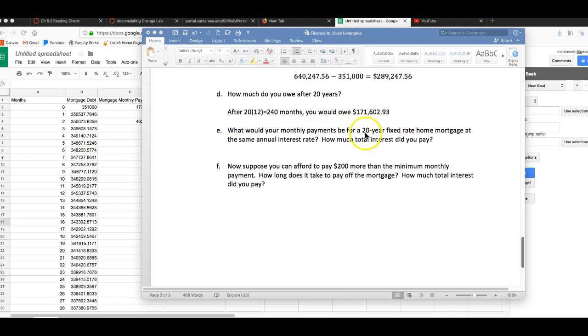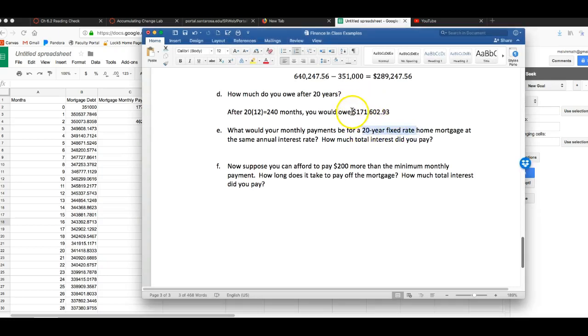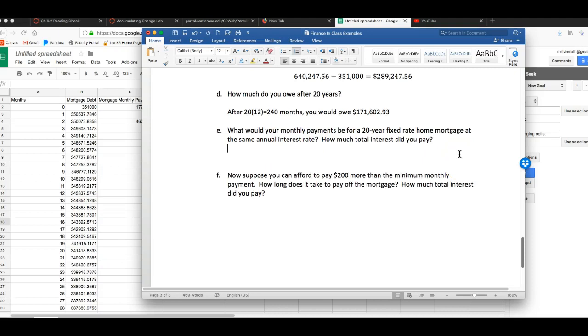But what if you wanted to pay off your debt in 20 years? If you want to do a 30-year fixed rate mortgage, you want your debt after 240 months to be zero. The goal is to make this zero. So two questions here: what's your fixed rate mortgage payment, and how much interest did you pay?